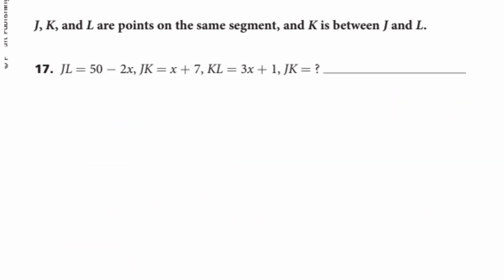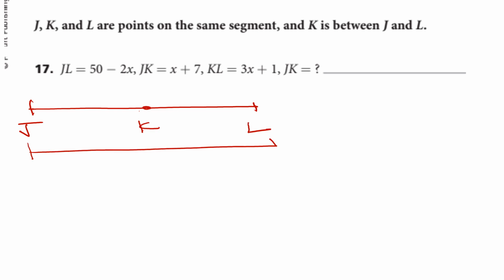Next question. So now again let's try to make a figure, and we have J, in the middle we have K, and at the end we have L. JL, they are saying, is 50 minus 2x. And JK, they are saying, is x plus 7. KL is 3x plus 1. So all are in the form of variables. So it's nothing to worry about.